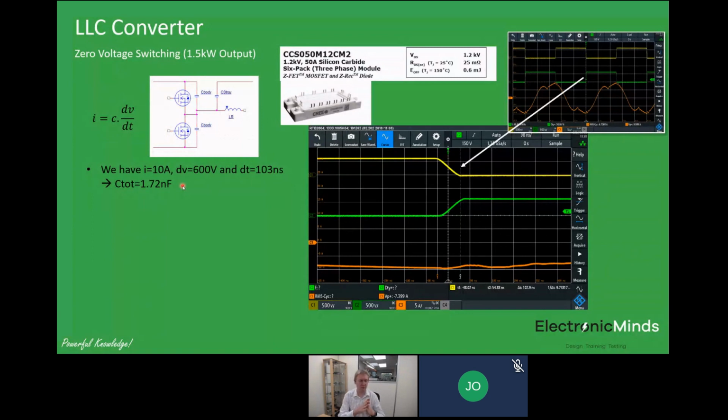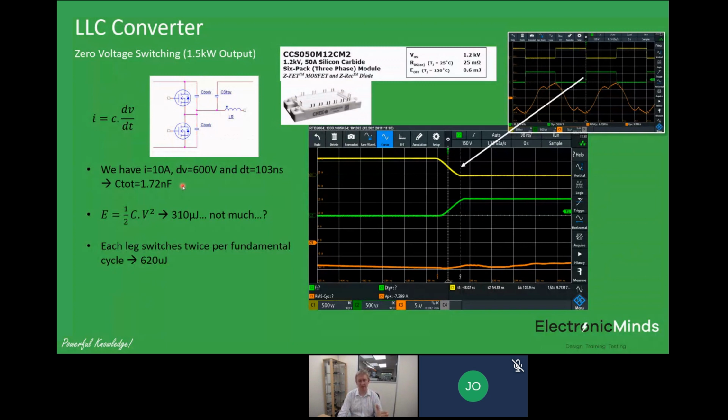Now, that total capacitance of 1.72 nanofarads, what does that really mean? It's quite a useful thing to compare. If we had a hard switch converter, then each time one of those MOSFETs on the primary side turns on, the energy contained in that parasitic stray capacitance, that total capacitance, is just dissipated. So if we look at the energy, half CV squared, at 600 volts we'd have about 310 microjoules in that stray capacitance. However, each leg switches twice per fundamental switching cycle.